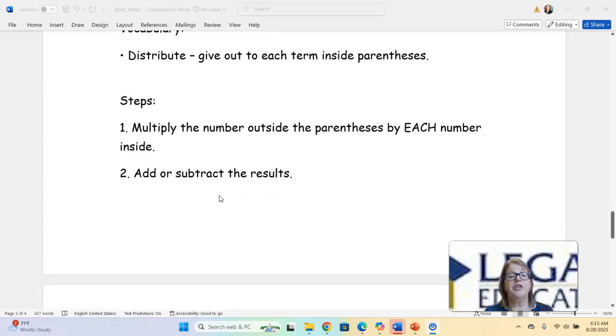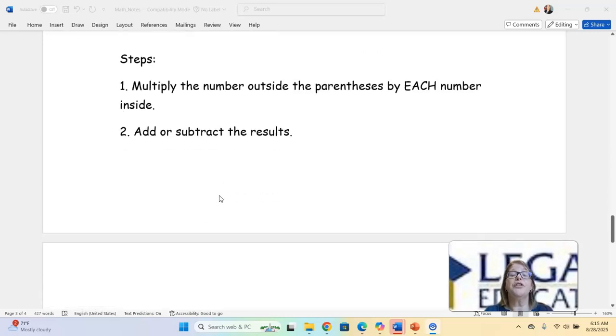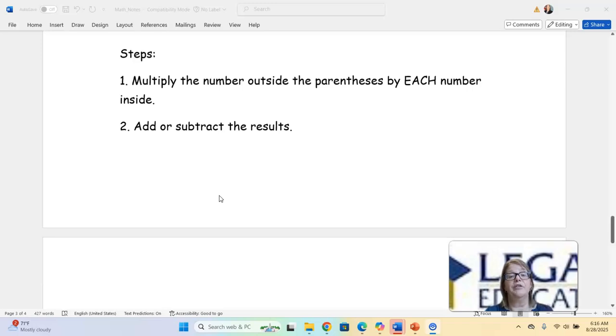So what are the steps that you're going to follow? And this is also where PEMDAS might come in handy. If you remember those first set of notes that I gave you, again, having these printed in some type of math notebook or folder might be helpful, because you can just refer back to those notes that I gave you in that lesson. So you're going to start with multiplying the outside of the parentheses by every single number inside, and then add or subtract the results.